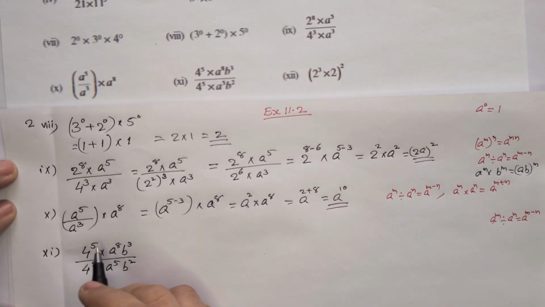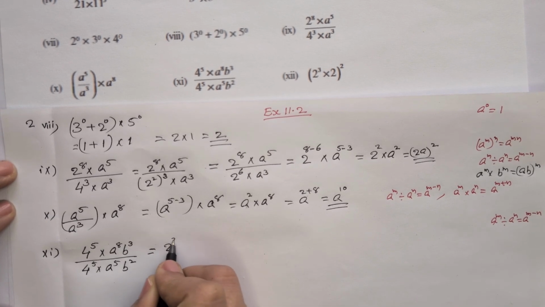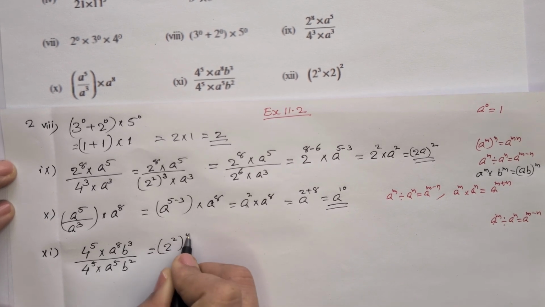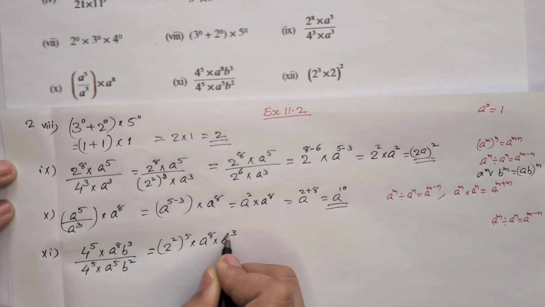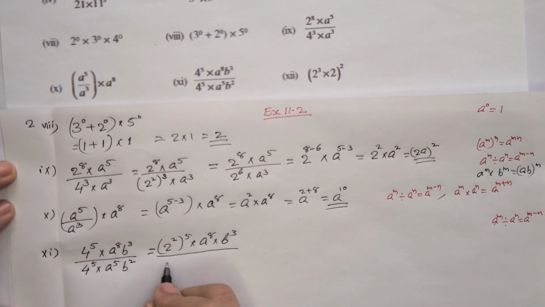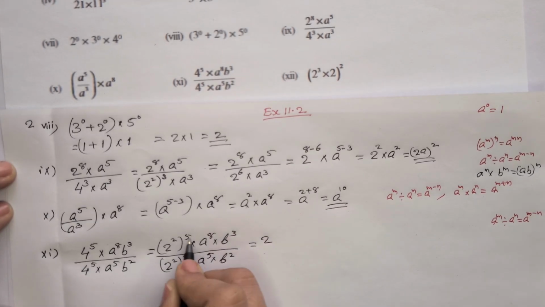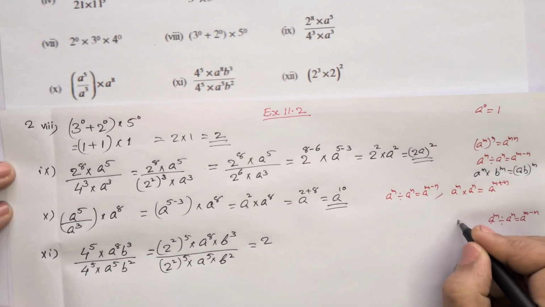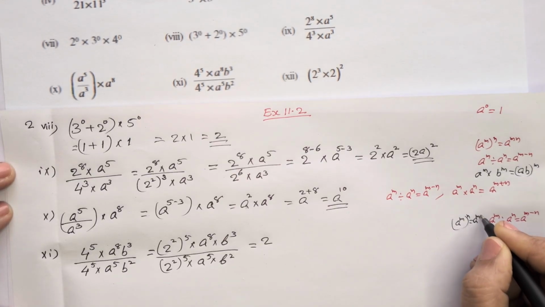Now 11th one, 4 raised to 5 into a raised to 8 into b cube, divided by 2 square raised to 5 into a raised to 5 into b square. We can write 4 as 2 square, so 2 square raised to 5, which is equal to 2 raised to 2 into 5. That means a raised to m the whole raised to n is equal to a raised to mn.